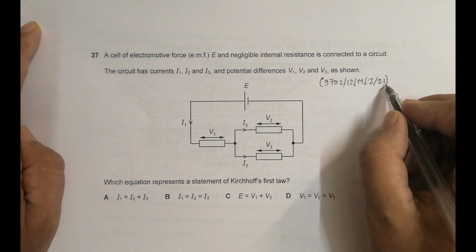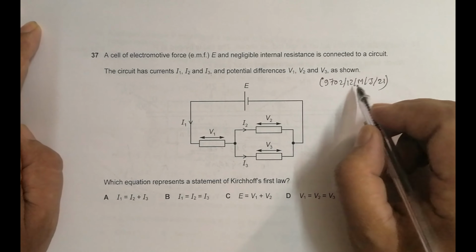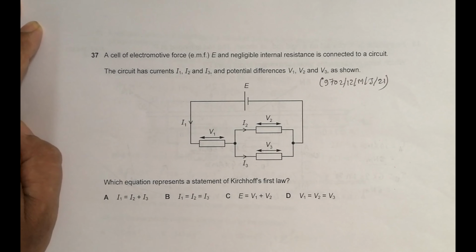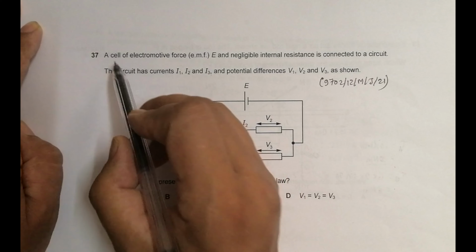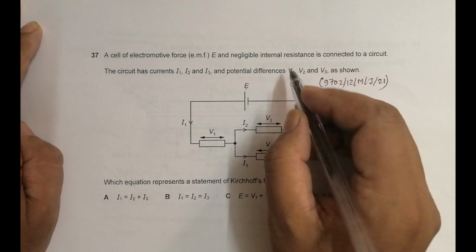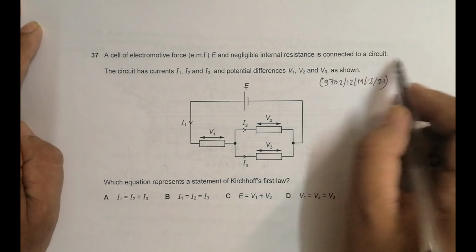Hello folks, this is 2021 May June paper 1-2 and the question number is 37. As from the diagram it is evident that the question belongs to current electricity. So it says a cell of electromotive force E and negligible inner resistance, so small r equal to 0, is connected to a circuit.